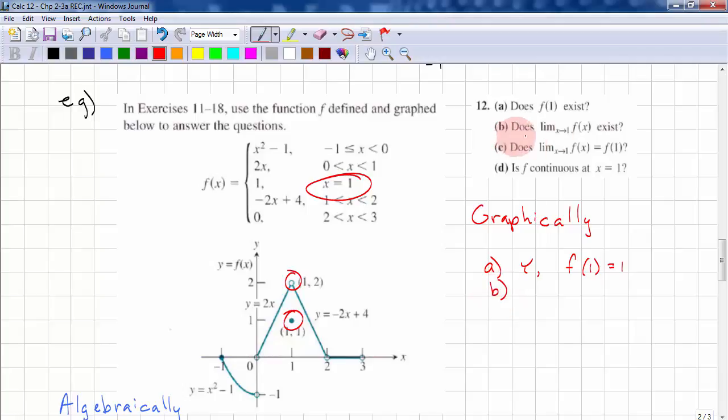B, does the limit as x approaches 1 of f of x exist? Yes. And it's here. The limit as x approaches 1 of f of x equals 2. C, does the limit as x approaches 1 of f of x equal f of 1? Well, clearly no. We have 1 and 2. D, is f continuous at 1? No, it's point discontinuous.